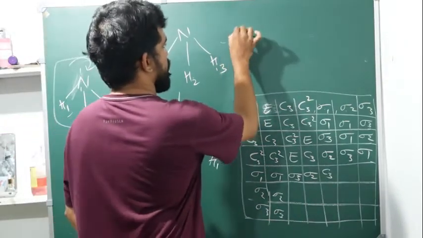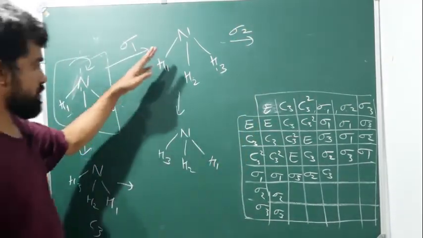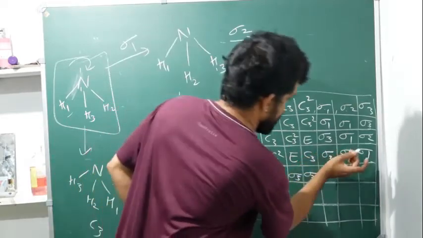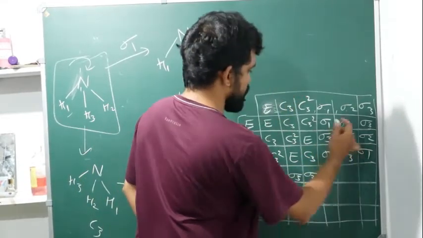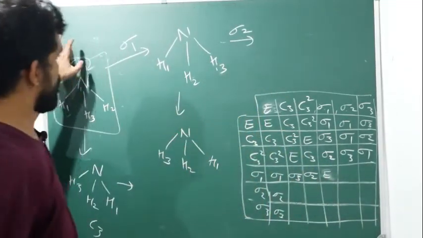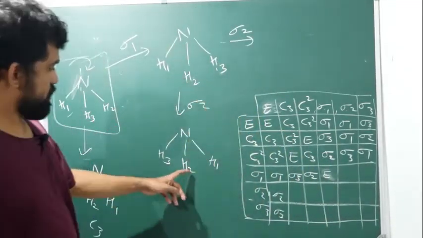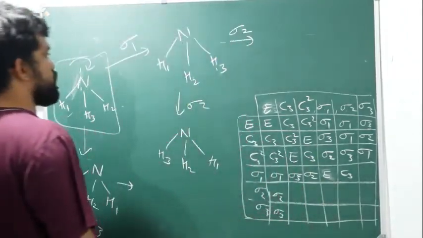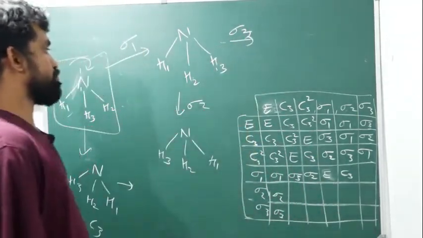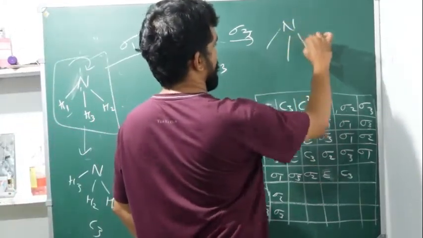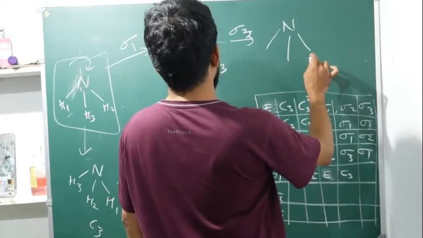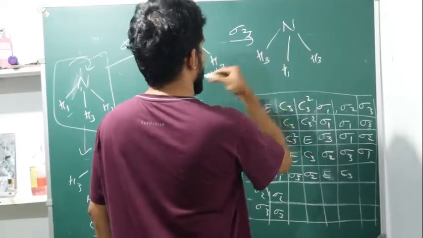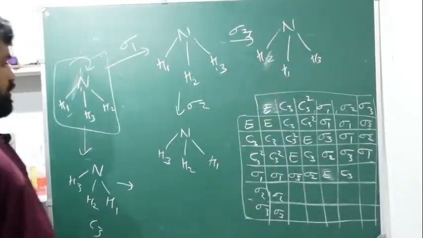Sigma 2, that is sigma 1 into sigma 1, right? This is sigma 1 into sigma 1, that is E. Sigma 1 into sigma 2, that is C3. Okay, next one will be sigma 1 into sigma 3, so sigma 3, that is H3 you keep there, then H1 and H2, so it is C3 square.